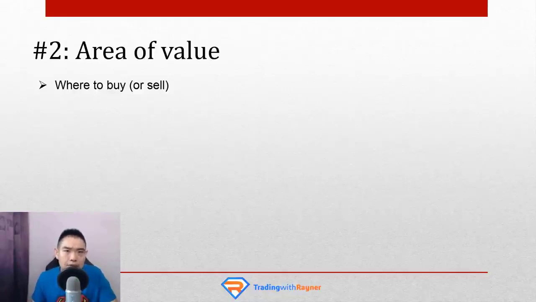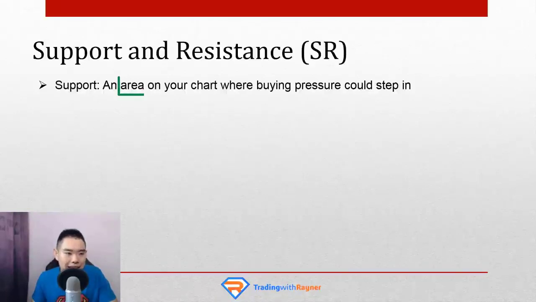So what is support and resistance? Here's my definition of it. Support is an area on your chart where buying pressure could step in. I didn't say must, right? Because in trading, nothing is guaranteed. Trading is all about probabilities, never certainty. So it's an area on your chart where buying pressure could maybe come in to push the price higher.